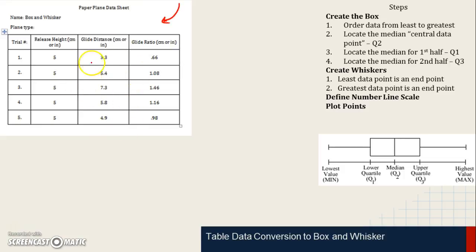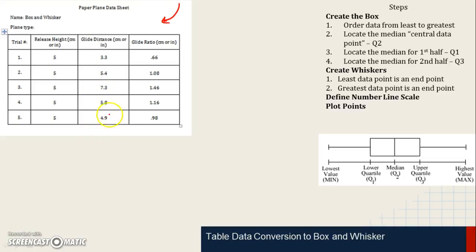So you can see here is my data table, and what we're going to do is use a box and whisker plot to analyze each of the throws and gain an understanding of how far our plane really went. As you can see, I threw the plane 5 times. You threw yours a different amount, but each time I threw it at the same height. However, there were several different distances that I got.